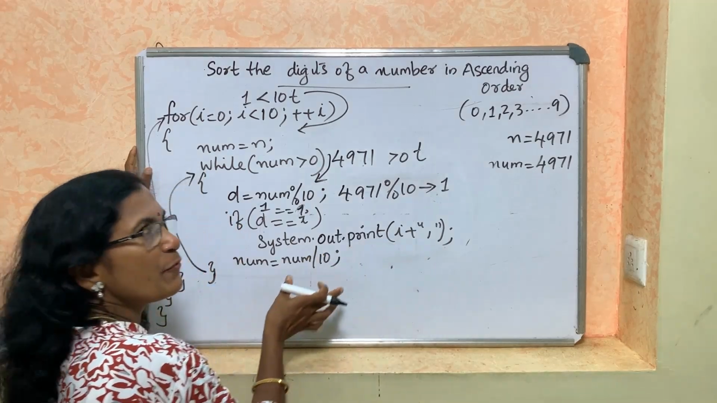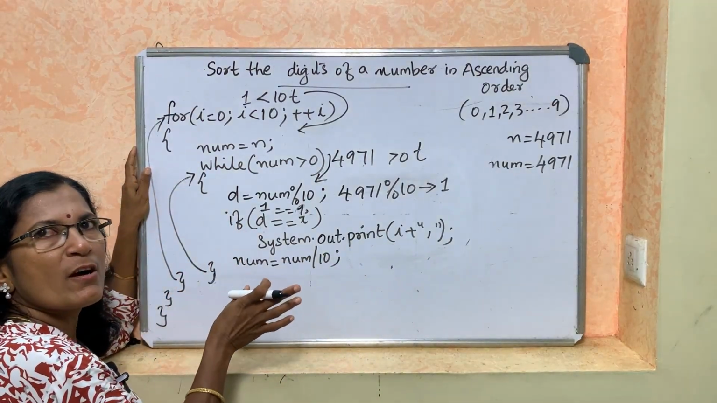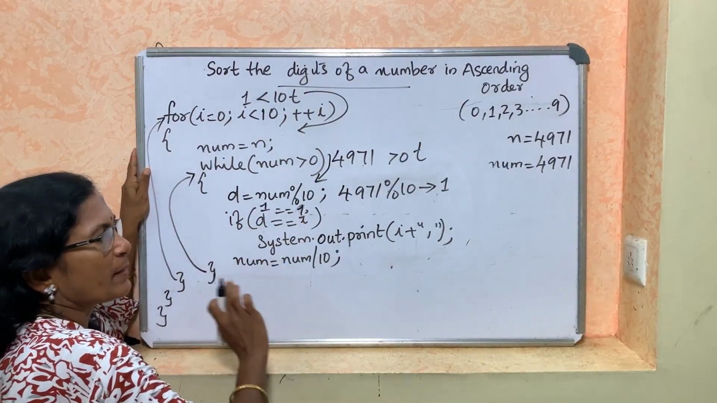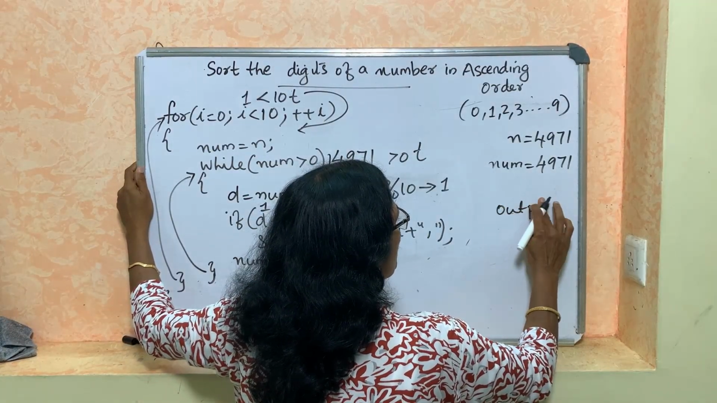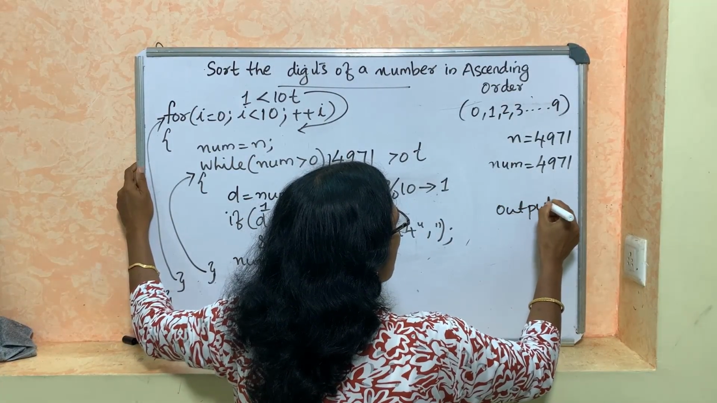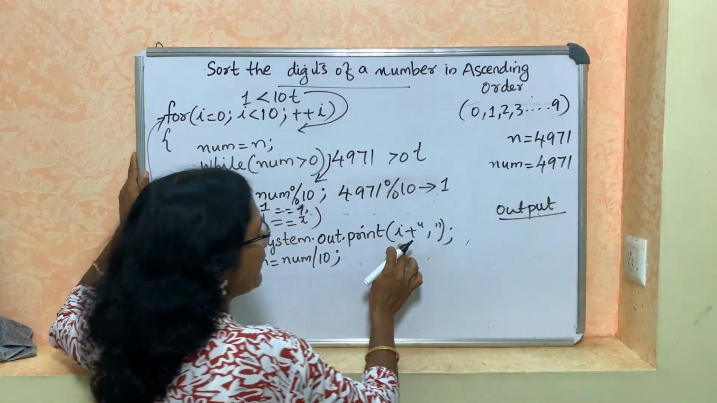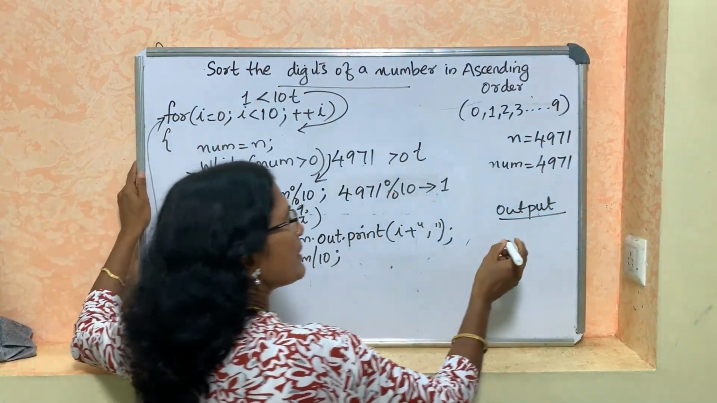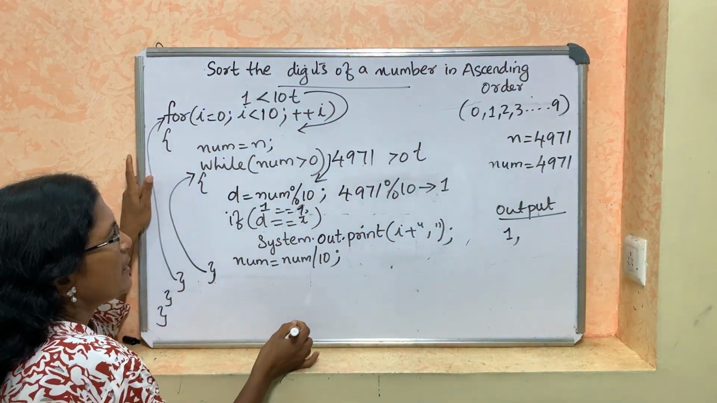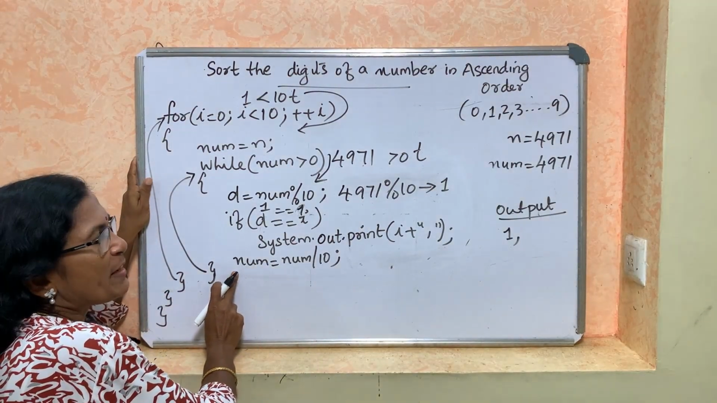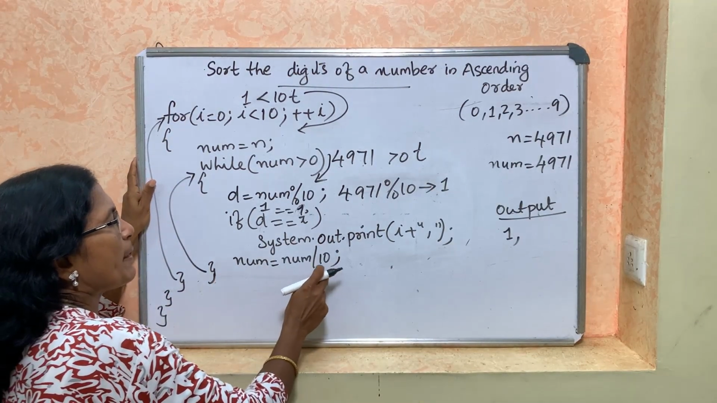System.out.print i. We found an occurrence of the digit 1 in the number, so let's print it on the output window. The value of i or D can be printed. Digit 1 is printed and a comma is also printed. Now, remove digit 1 from the number. Num is equal to num by 10.